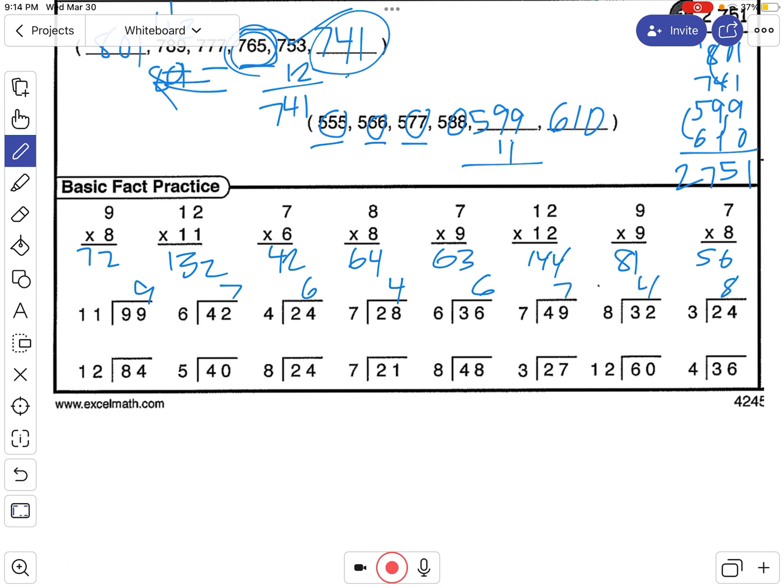Last line. 12 times 7 is 84. 5 times 8 is 40. 8 times 3 is 24. 7 times 3 is 21. 8 times 6 is 48. 3 times 9 is 27. 12 times 5 is 60. And 4 times 9 is 36. All right, well, fix any of those answers you got wrong.